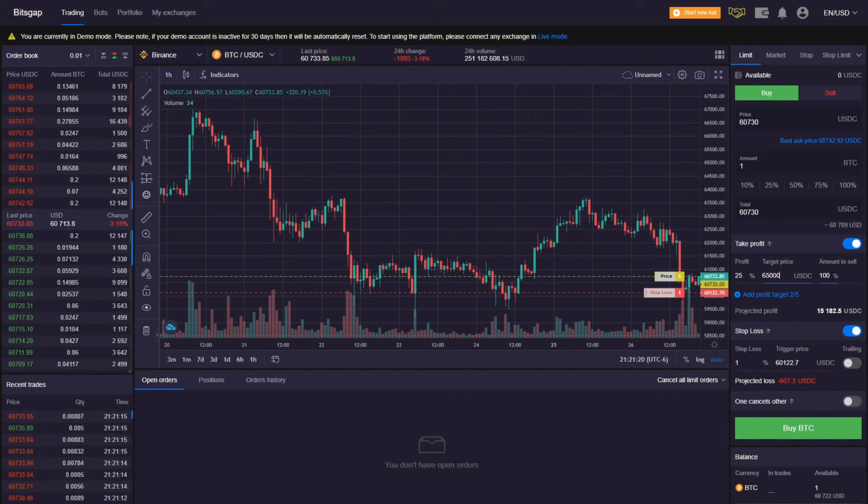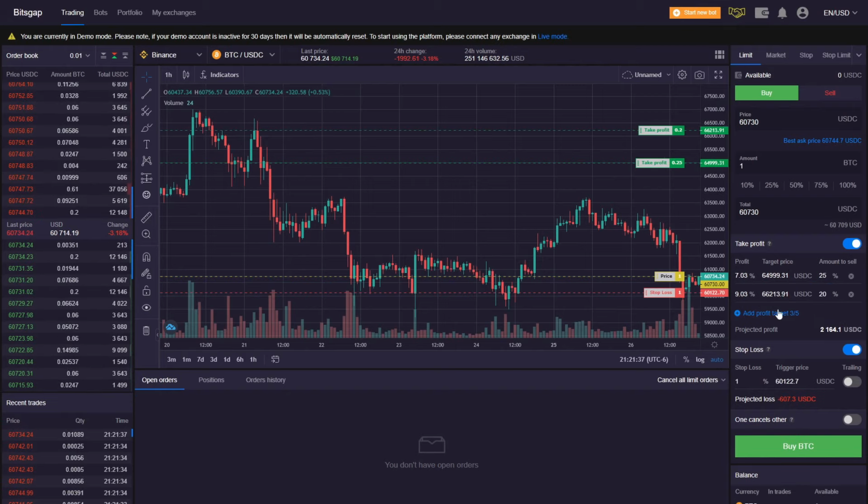And the amount that we want to sell here is going to be right about 25%. 7% is going to be the profit that you put your target price at. So the amount that we want to sell of our actual position is going to be 25. Let's go ahead and add in another one here. And in this case, let's go ahead and change our target price now all the way up to $70,000. You'll see our percent over here shift.